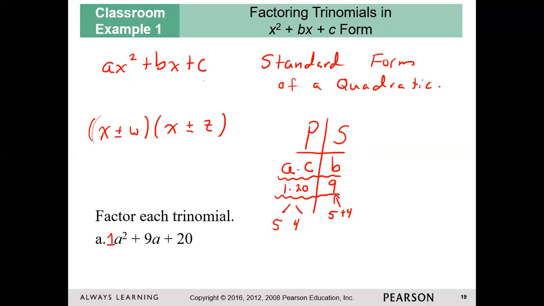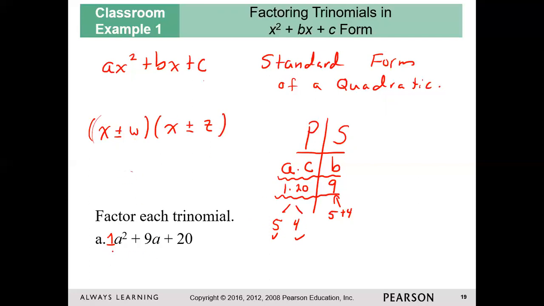So you're going to have your variable here, your variable there, whatever your variable is. In this case, it's a, plus or minus whatever the number you get here, and plus or minus whatever the number you get there. So whatever two numbers you get from the product sum method are going to be the values that go inside the sets of parentheses. Since they're both positive here, these will both be plus signs. If this were a negative, then you would have a negative here. If this were a negative, then you'd have a negative there.